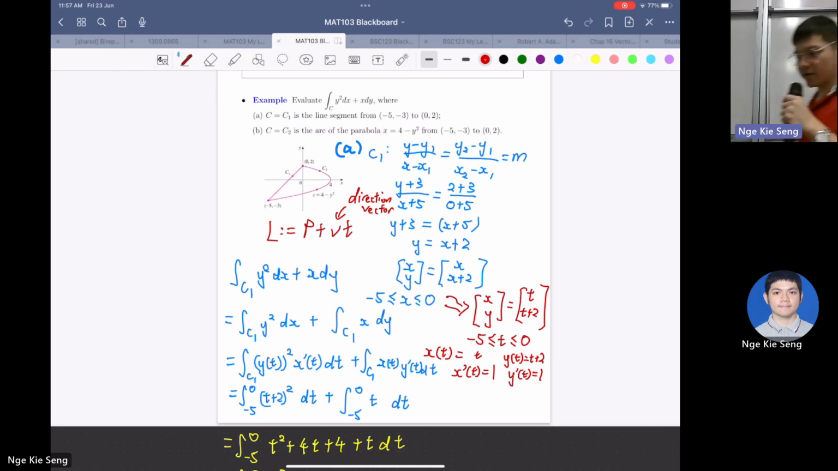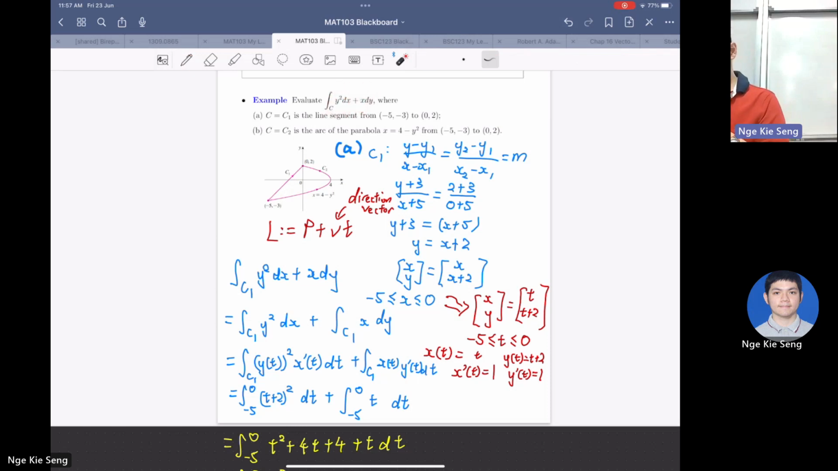Maybe you can try to graph this here. So what happened to this graph? y squared is always positive. But what happened to x? x depends on our segment. You see, our x is going from -5 to 0, so this gives a negative z value. So you can see that they are negative area. Make sense? So they will have some positive area and some negative area, then you add them up together.